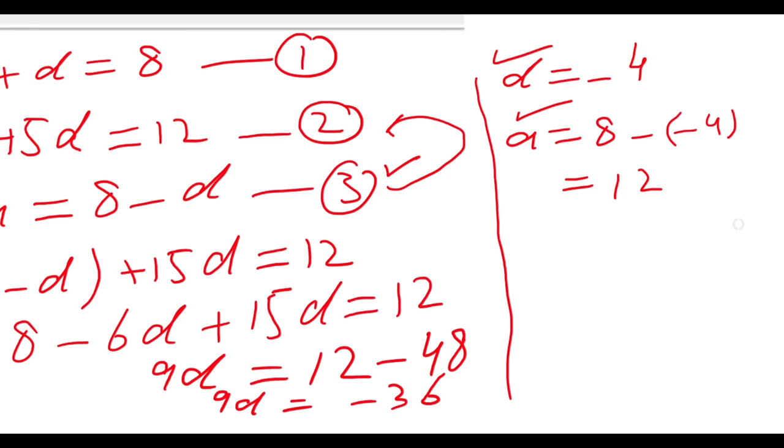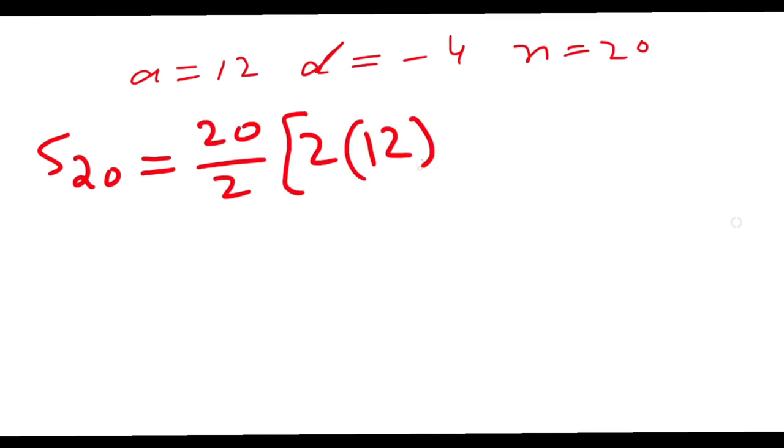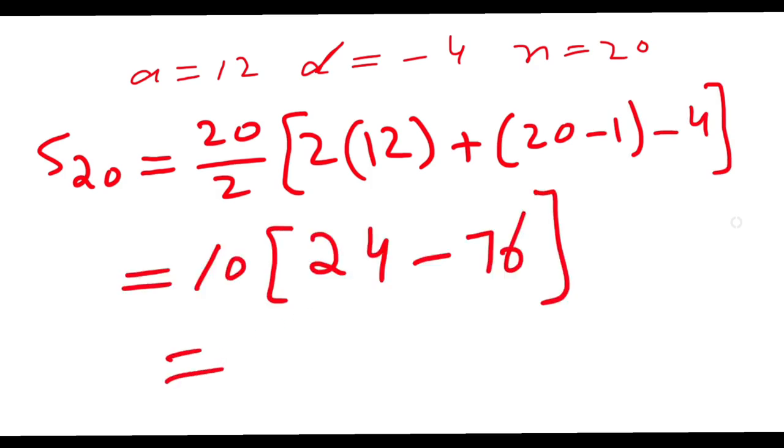Now I can calculate the sum of the first 20 terms because I got a and I got d. So I'm going to find S20, with n equal to 20, using the sum formula. 20 over 2 big bracket 2 times a, we got 12, plus 20 minus 1 times d, we got negative 4, and big bracket close. I use the calculator one time. The answer is negative 520. This is my final answer.